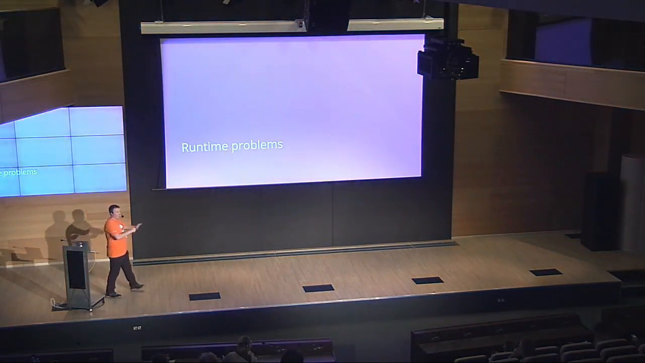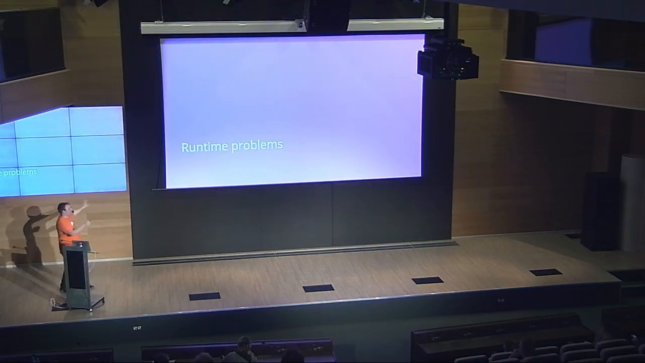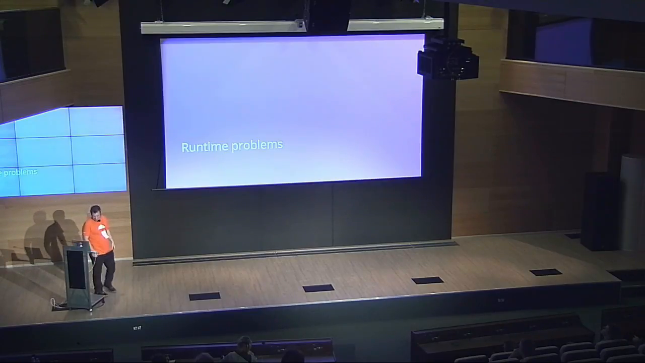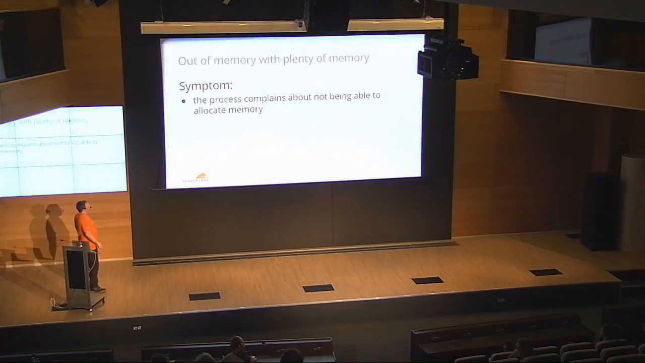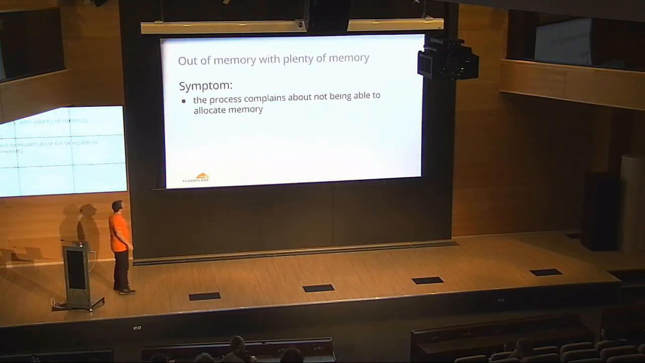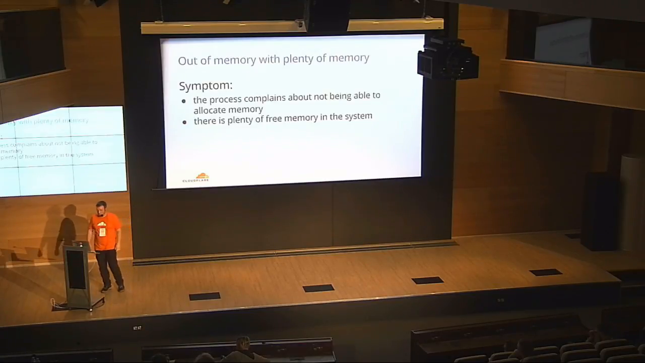Okay, so we compiled everything and launched it into production. And now we encountered runtime problems. The first symptom we encountered is the process was complaining about not being able to allocate memory. However, when you log into the system and check the free memory, there's plenty of free memory in the system.